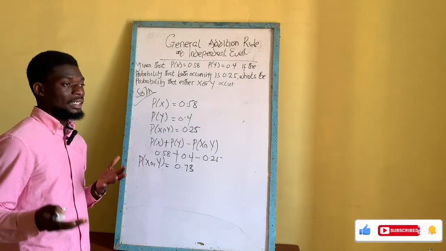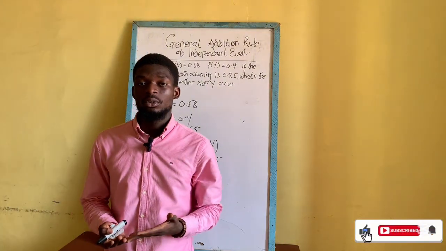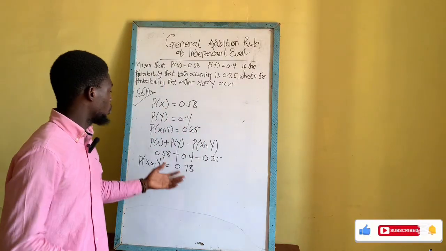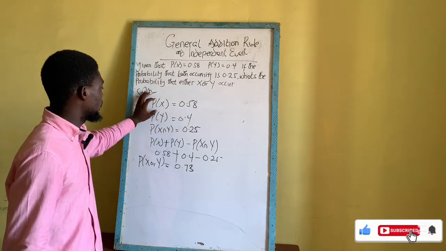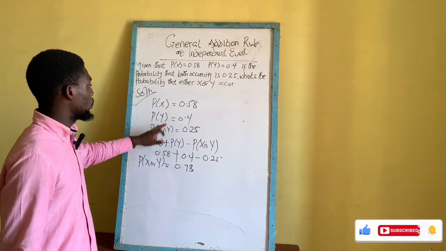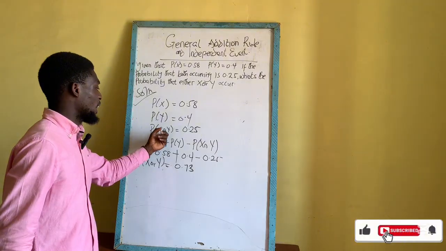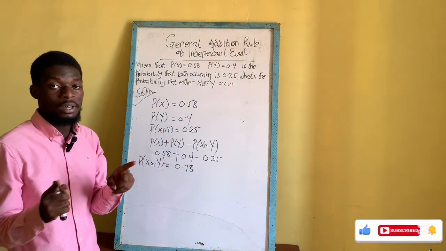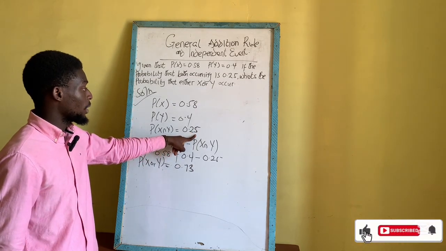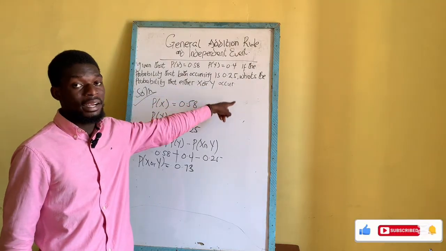You remember the example that I cited. You can have a customer who is operating a savings account, or a current account, or a savings account and a current account. So the probability that the person has a savings account is X, a current account is Y, and both accounts at the same time is 0.25. So let's find the probability that it's either a savings account or a current account.